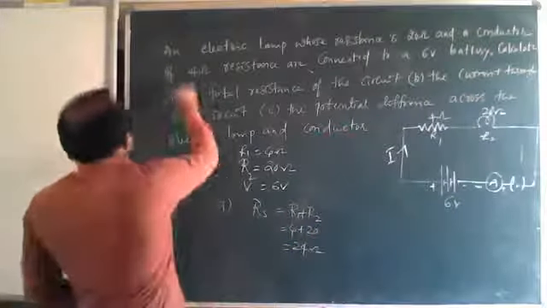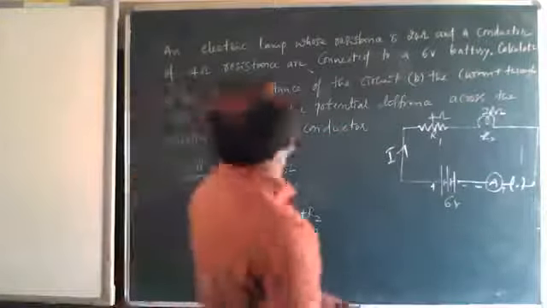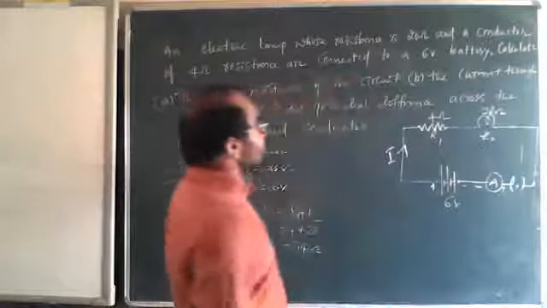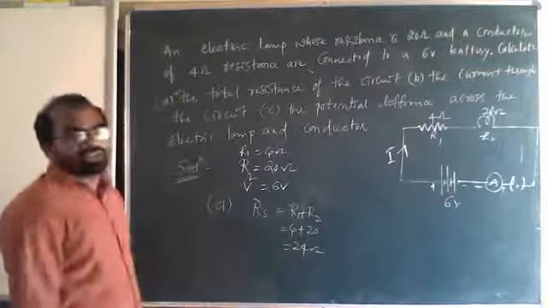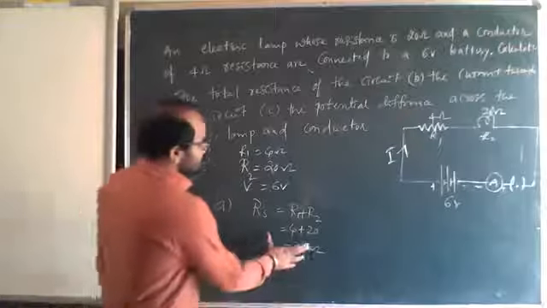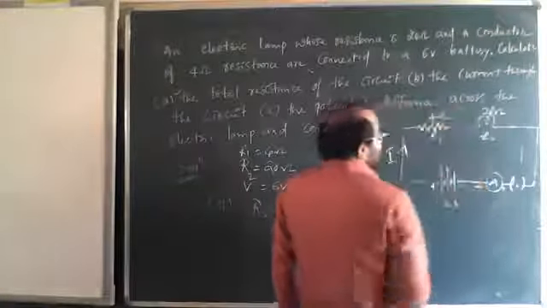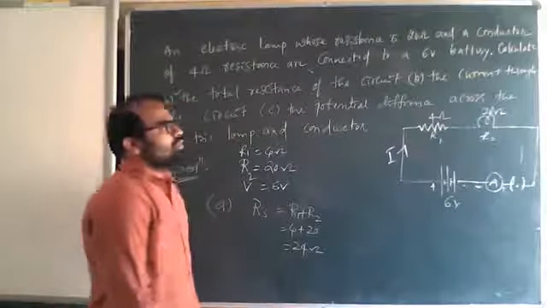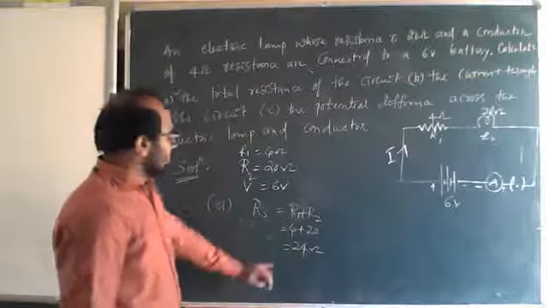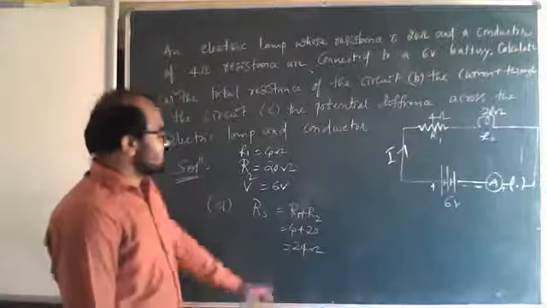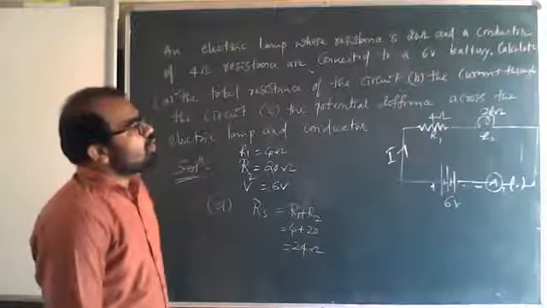See the second question: the current through the circuit. We need to find out what the current through the circuit is. We have got the total resistance, so to find the current through the circuit, we have to consider the total resistance. RS is equal to 24 ohm.